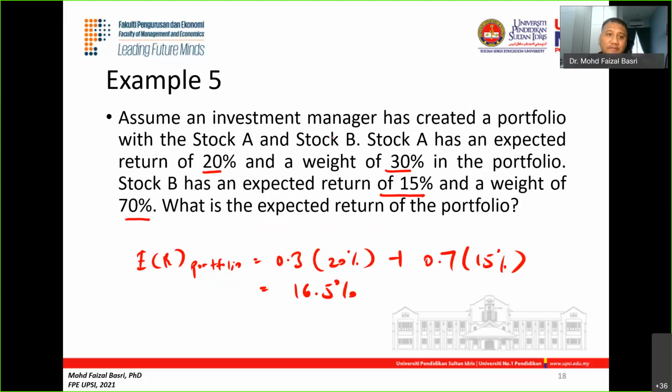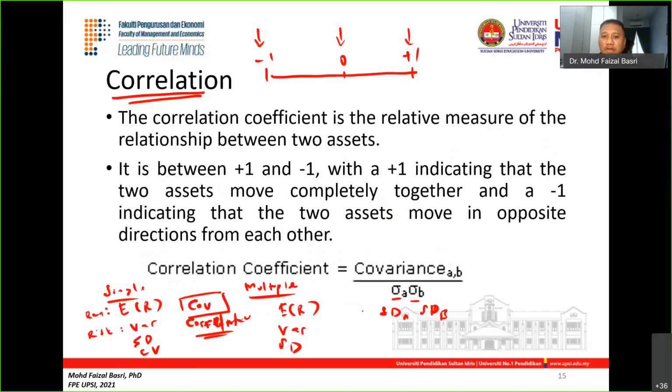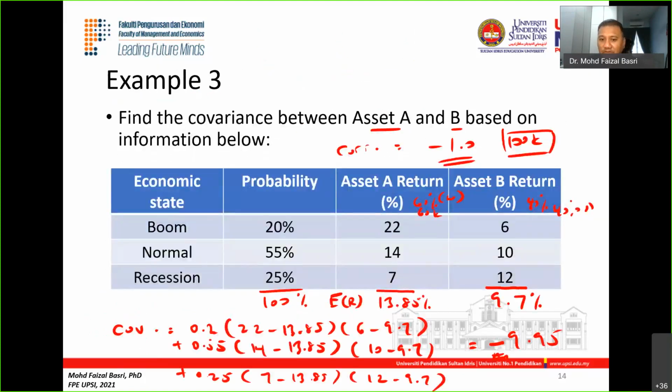Again, remember for this question, the 20% and 15% are given. But in your case, usually you need to calculate the ER yourself, like this one. You need to calculate the 13.85 and 9.7 yourself. Then we use the weights. For example, let's say the weight is based on a 60-40 ratio: 60,000 invested in stock A and 40,000 invested in stock B. If I convert this 60,000 and 40,000 into percentages, I get 60% and 40% respectively.